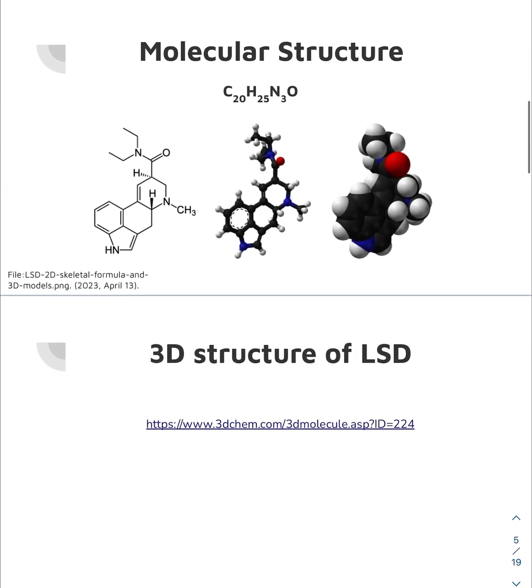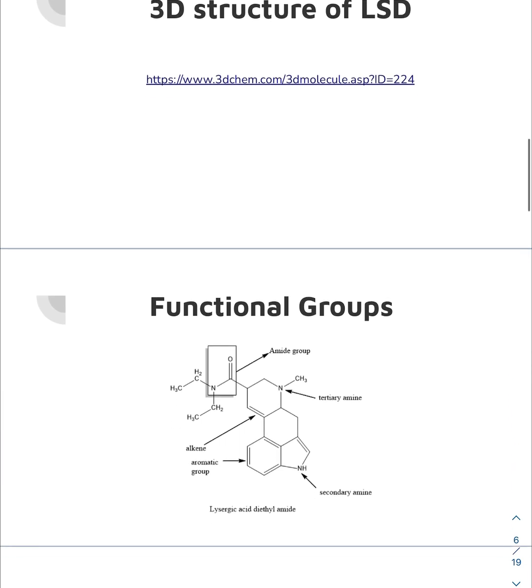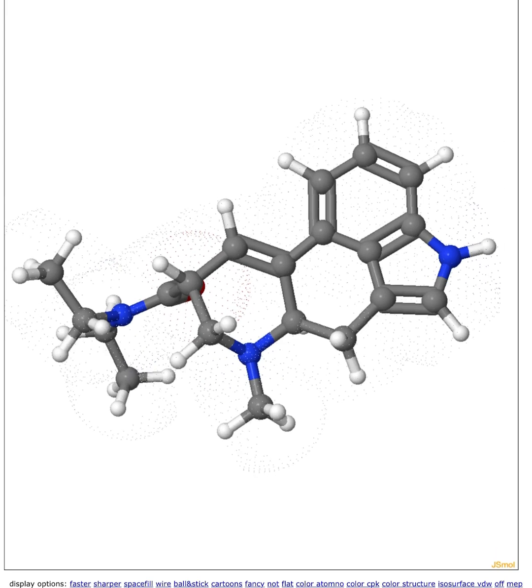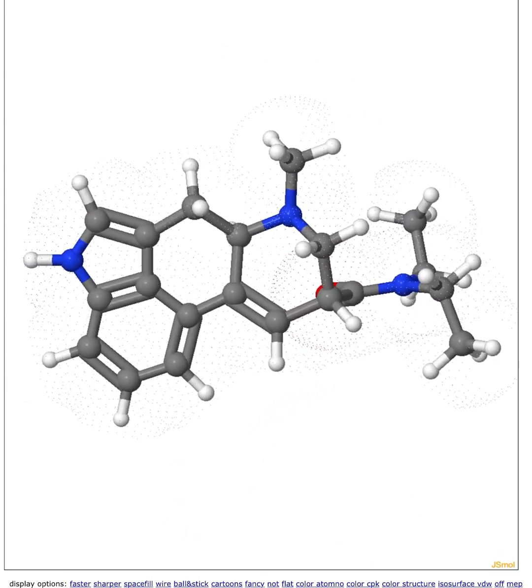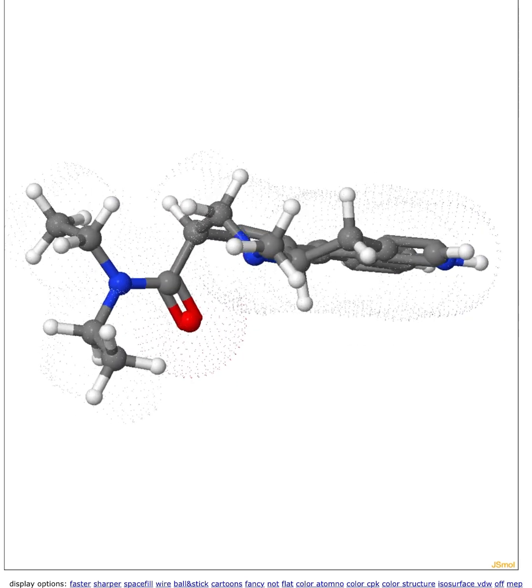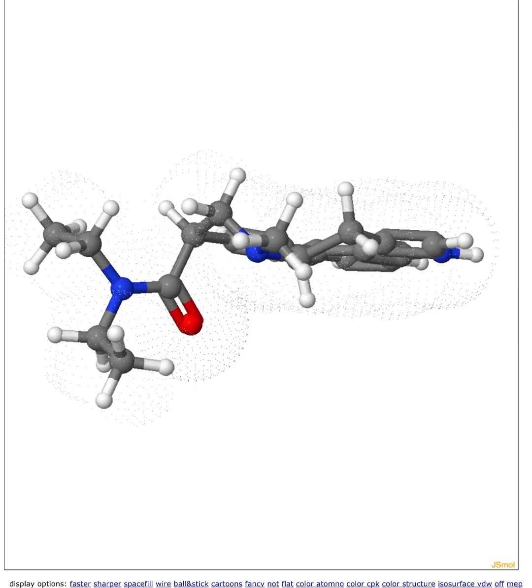Molecular formula is C20H25N3O. Down below, you'll see three sets of structures. The first one is the wedge and dash notation, which represents the molecule's 3D structure. The second one is the ball and stick figure, and the third one is the space-filling 3D molecule. I've attached a link here that, if we click on it, will show us the 3D molecule of LSD in space. It's going to spin around for a little bit, and then as soon as it stops, we'll be able to see the molecule in space.